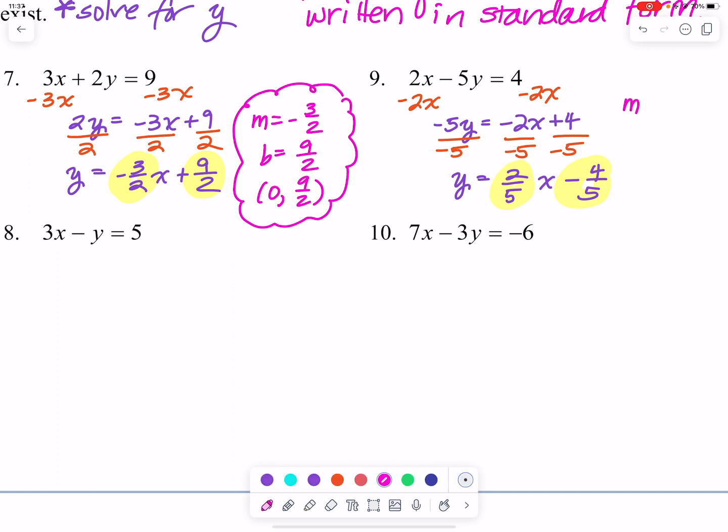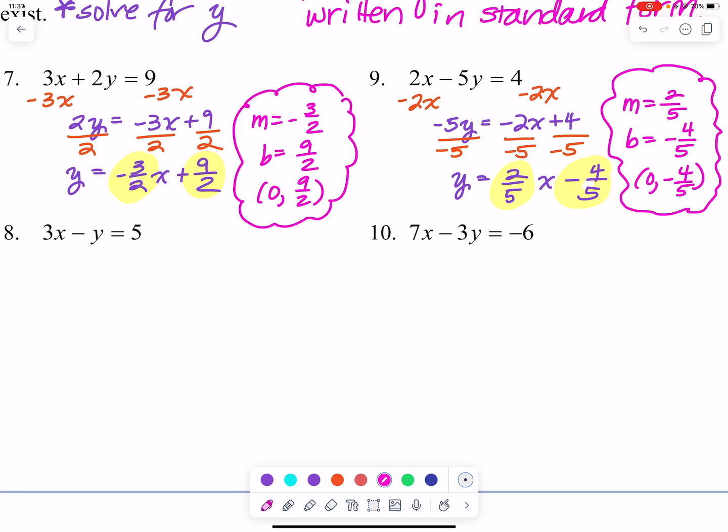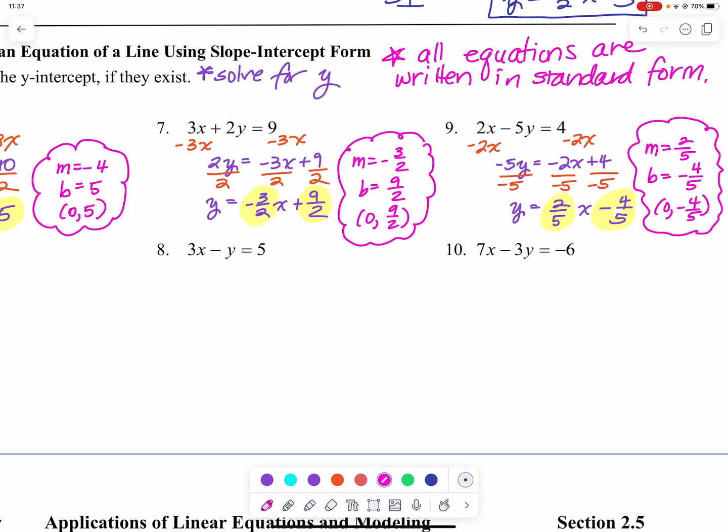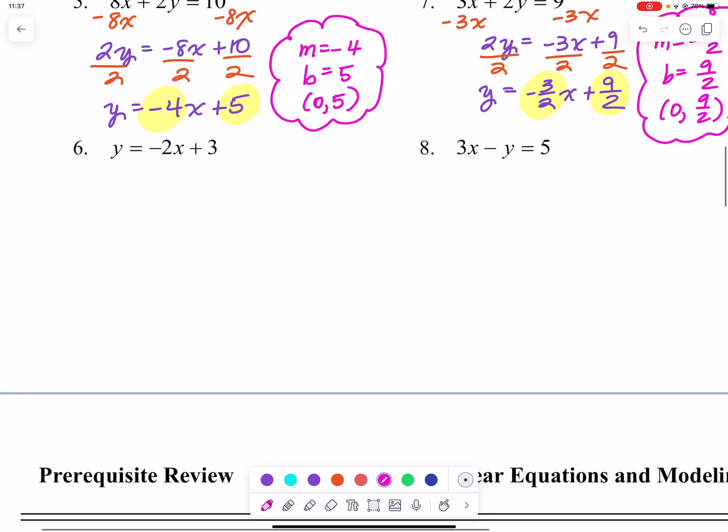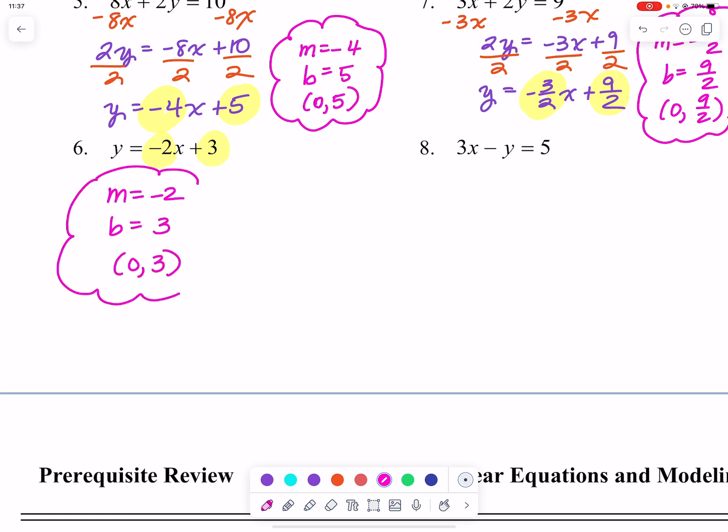So with that, we could say the slope is 2/5. The y-intercept is -4/5. And again, we generate that point on the y-axis, 0, -4/5. Okay, here we can jump right in. We have a slope of -2. We have a y-intercept of 3, and that intercept is at 0, 3.